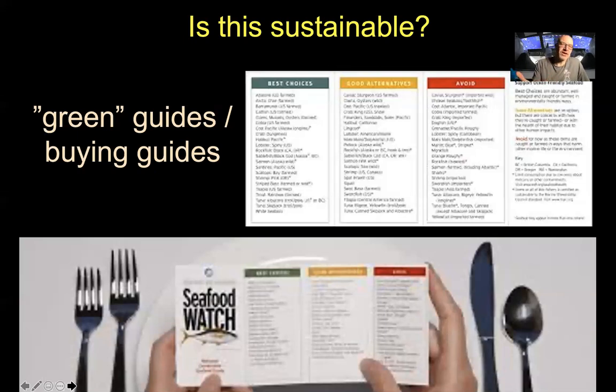And so there are other guides. There's Blue Ocean Guide and others, but the Monterey Bay Aquarium Seafood Watch is really the largest one, at least in our part of the country. So there are two ways of looking at the sustainability of seafood items: third party certifications like Dolphin Safe or MSC, or buying guides like Seafood Watch. Cool? Questions about either of those?